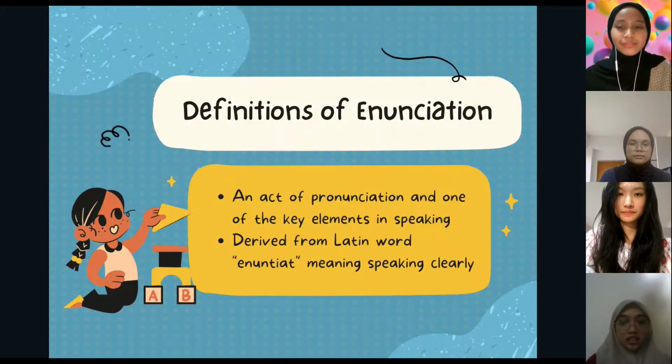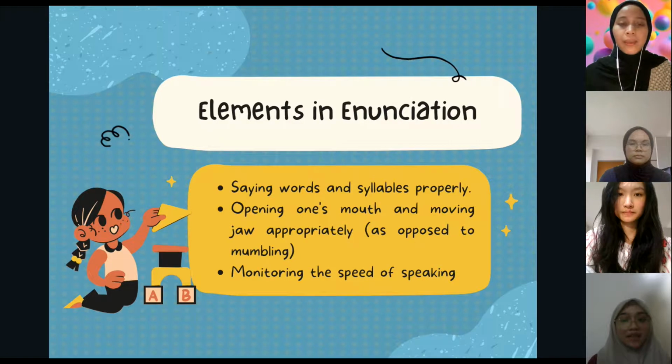Now let's look at enunciation. What is actually enunciation? Enunciation is an act of pronunciation and one of the key elements in speaking. It was derived from the Latin word enuntiare, meaning speaking clearly. What are the elements in enunciation to make sure we speak clearly? The first one is saying words and syllables properly. The second one is opening one's mouth and moving the jaw appropriately as opposed to mumbling. And the last one, very important, is to monitor the speed of speaking.